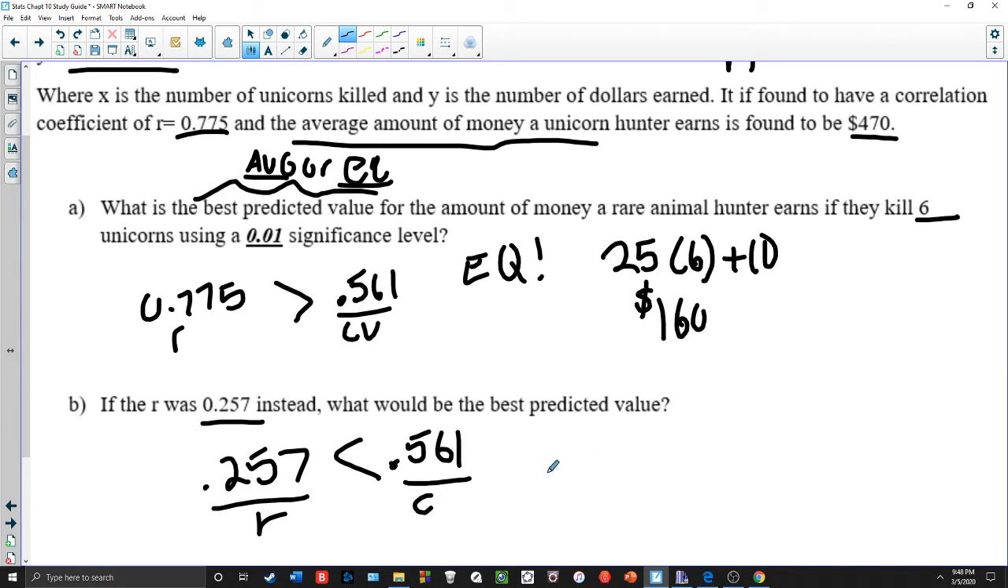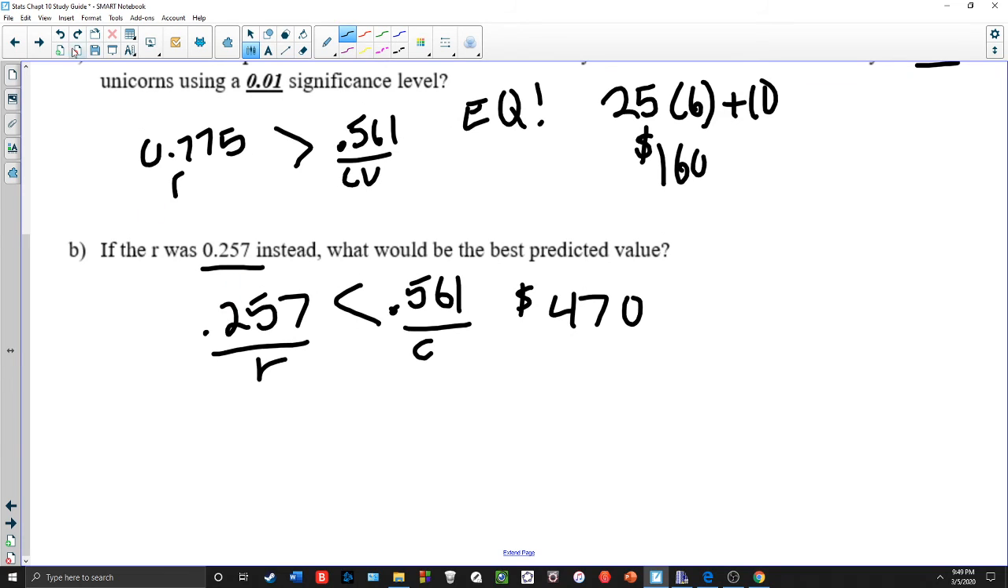So my average guess would be $470. Why? Well, because my equation isn't good enough to use as a predictor value, so the next best thing is to use the average as the best predictor, because average is usually a number or value within the middle of the data, so it should be an okay way of predicting stuff. But that's only if your R loses.